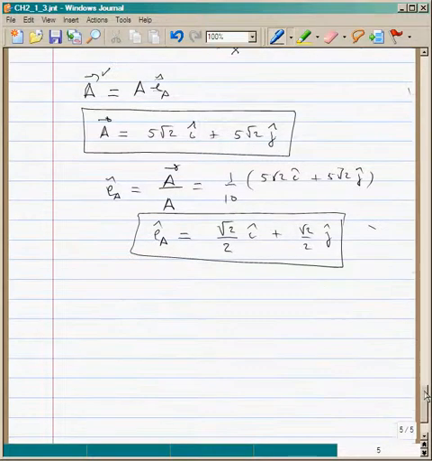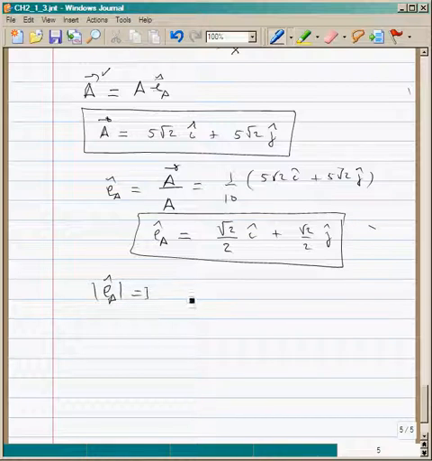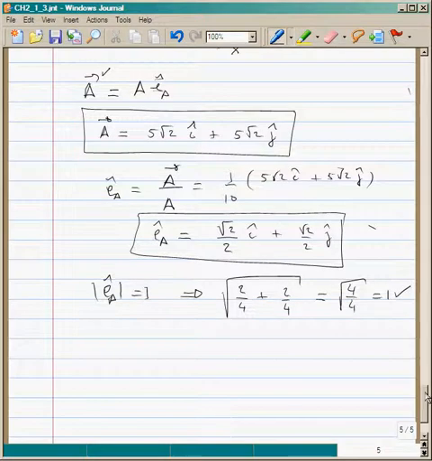And you should be able to verify that if you take the magnitude of this, you should get 1. So you can always check. If you square both terms and add them up and take the square root, you should end up with the square root of 2/4 plus 2/4. That should give you 4/4, which is 1, so it's all good.